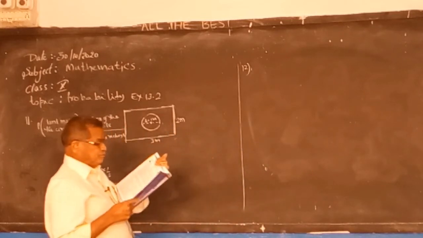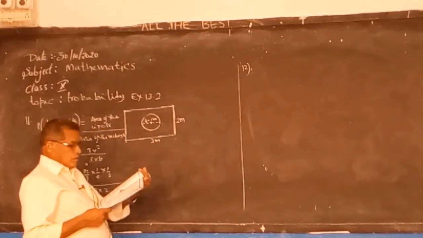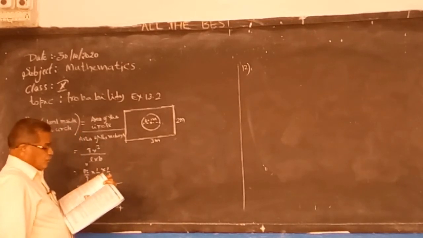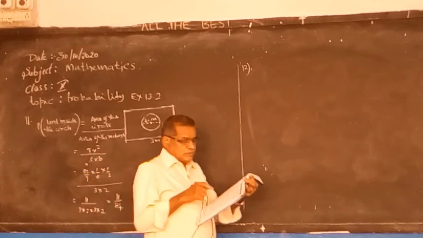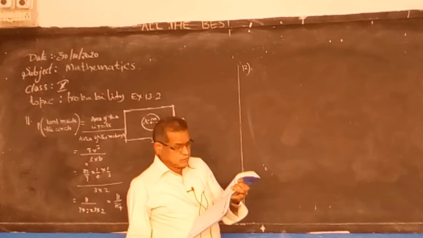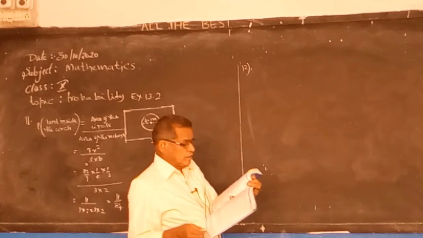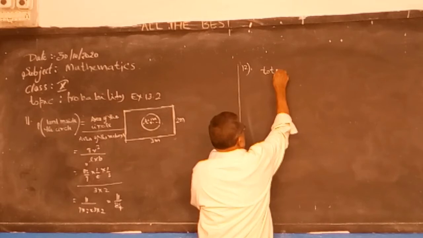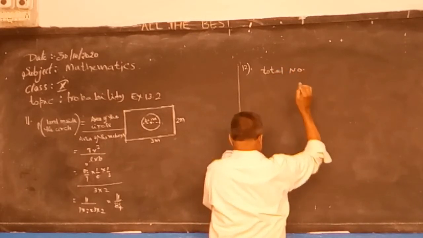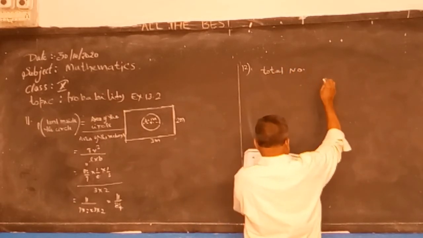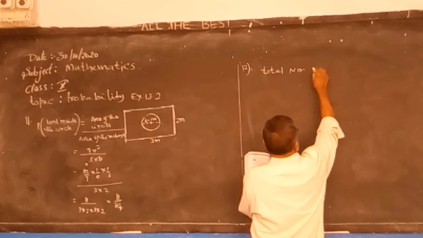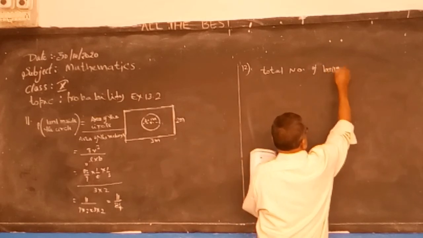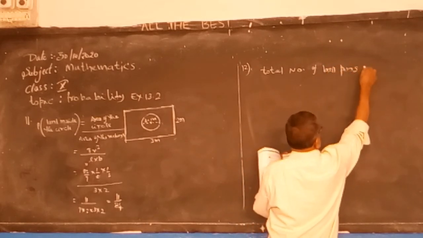See the 12th question. A lot consists of 144 ball pens, of which 20 are defective and the others are good. Total number of ball pens: 144.